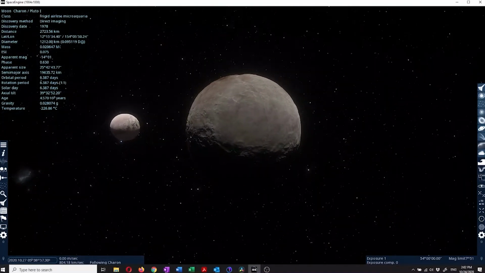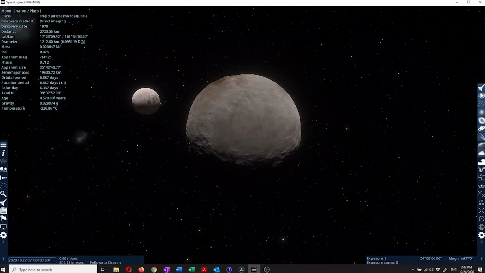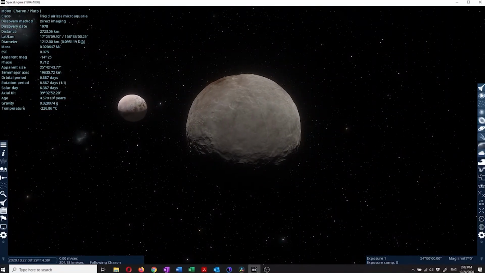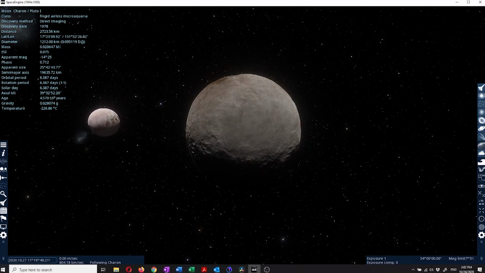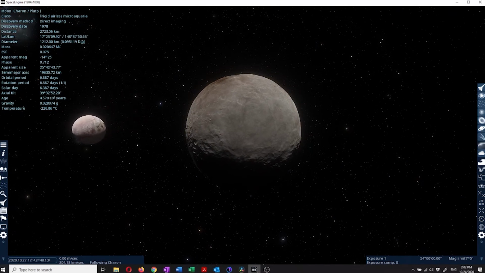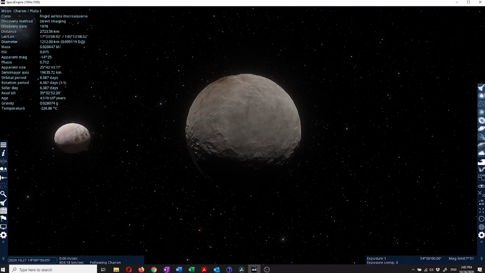Now we are looking at Charon, and you can see that as Charon rotates, it matches its movement around Pluto. So it's like they're always facing each other as they do their orbit.